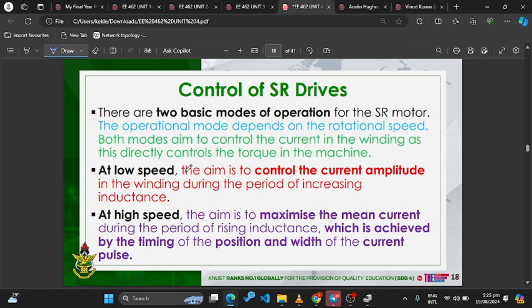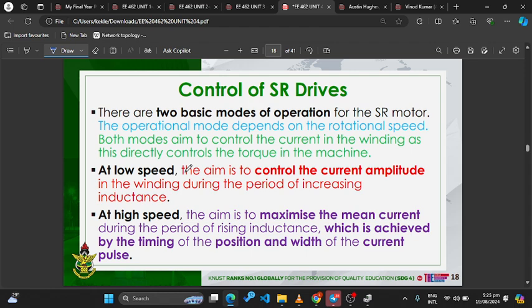There are two basic modes of operation for the switch reluctance drive motor. The mode in which you operate it depends on its speed at that particular time. The aim of this mode of control is just to control the current, because if we control current, we are controlling torque.